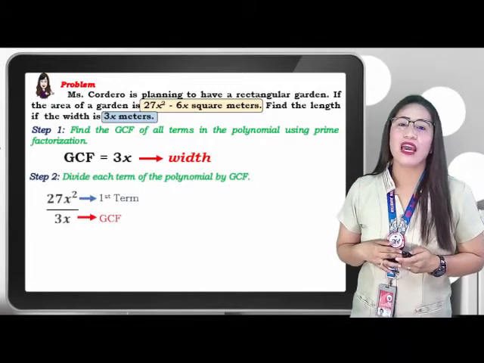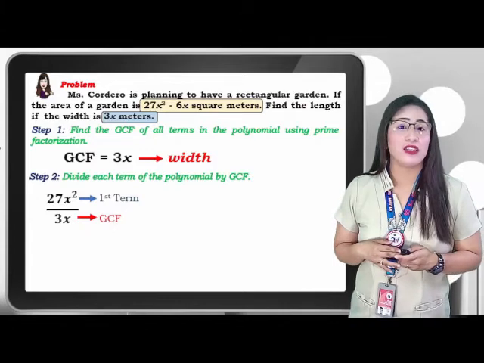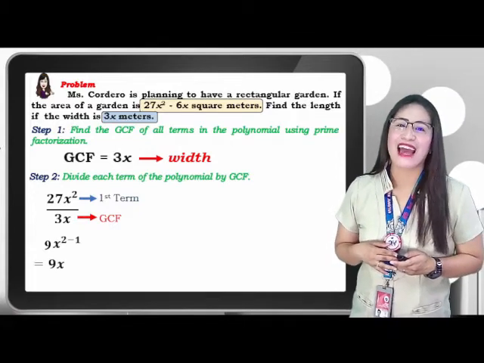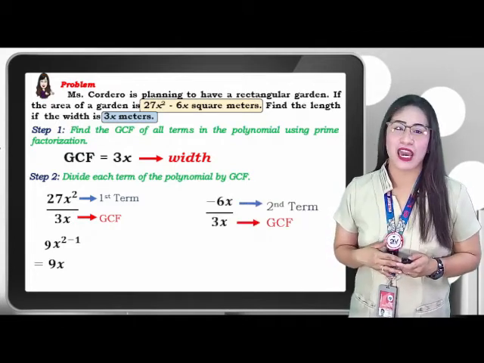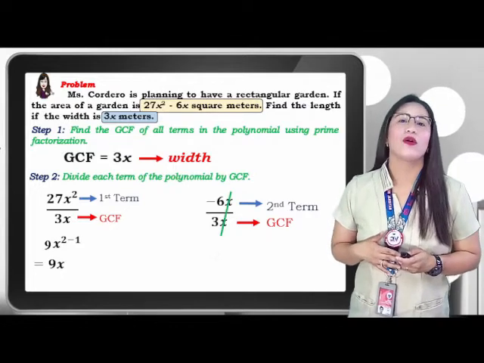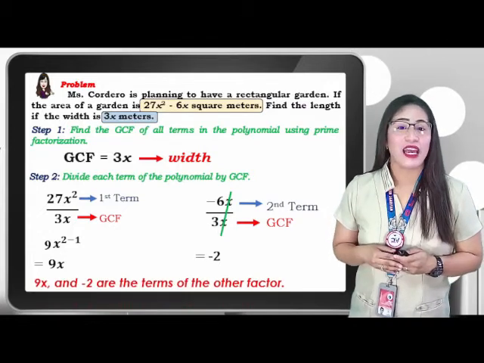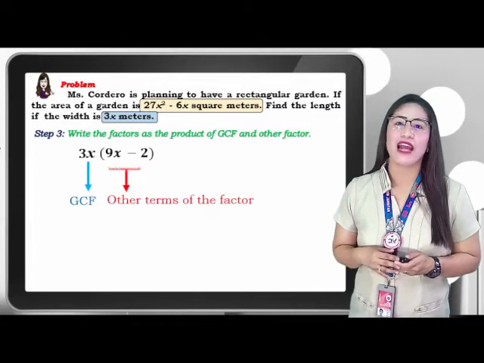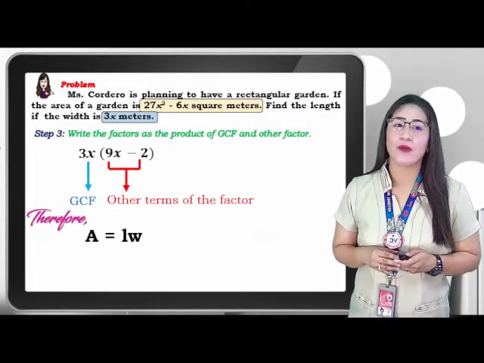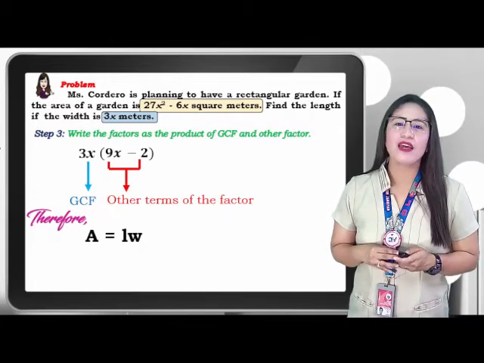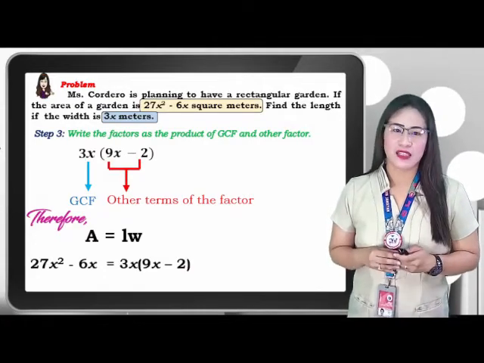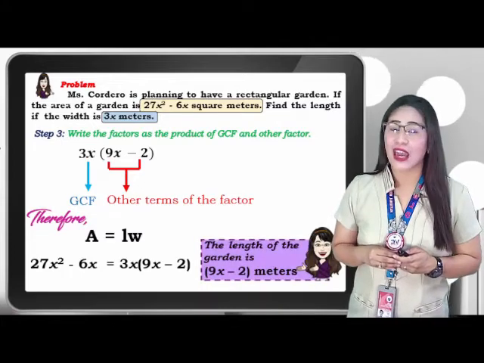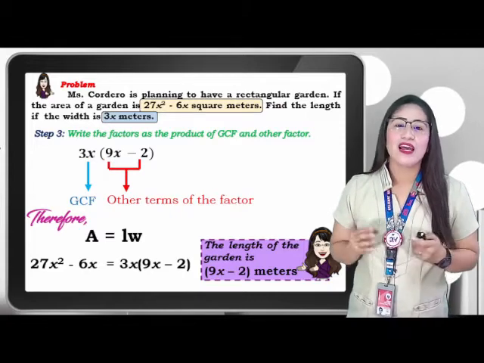Step 2. 27x squared, which is the first term, divided by the GCF 3x. 27 divided by 3 is 9. Subtracting the exponents 2 and 1, we will have 9x. Second term is negative 6x divided by the GCF 3x is negative 2. Therefore, 9x and negative 2 are the terms of the other factor. Step 3. GCF 3x times the other factor 9x minus 2. The formula in finding the area of a rectangle is length times width. The given area 27x squared minus 6x is equal to the factored form 3x times 9x minus 2. Since the width is 3x, therefore 9x minus 2 is the length of the garden.